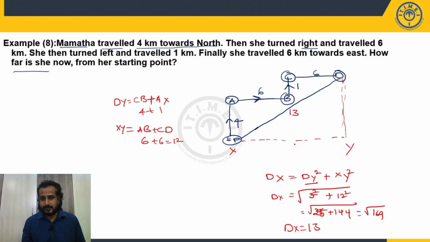So what is this distance? 13. And what is this? 14. And this is 5. So 12, it is 12 and it is 5. So this is how we are going to find out the shortest distance.